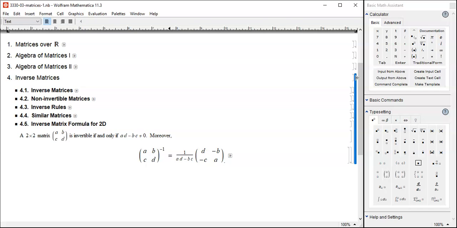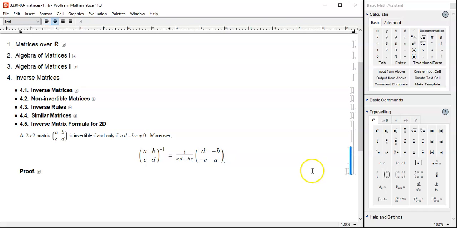But for 2 by 2, you should know, and 2 by 2 is really simple. So some computation like 2 by 2, 2 by 3, up to about 3 by 3, you should be able to do without help of any computer. So here it is, and then let's prove it.